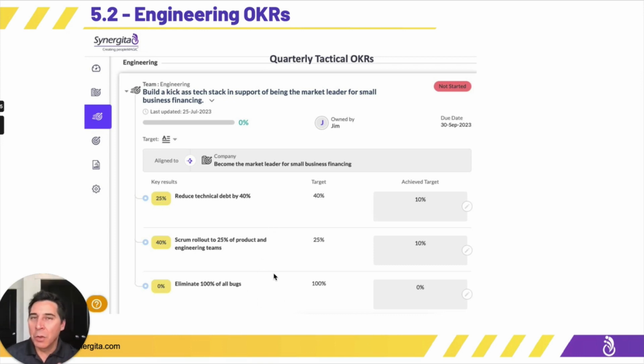I want you to notice one thing there. Eliminate 100% of all bugs. So when you're writing your key results, you want to give consideration to stuff like this. This is unattainable. You will never be able to eliminate 100% of all bugs, right? So be cautious with key results that are like this, okay?